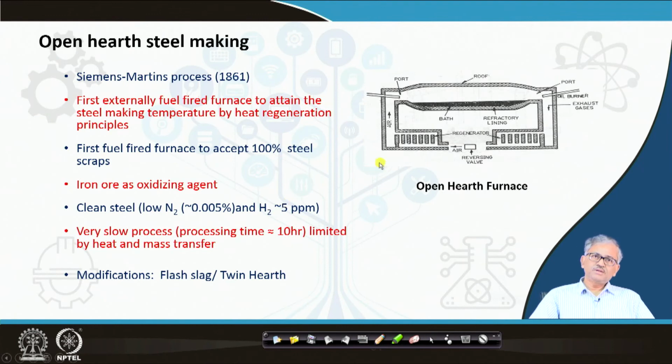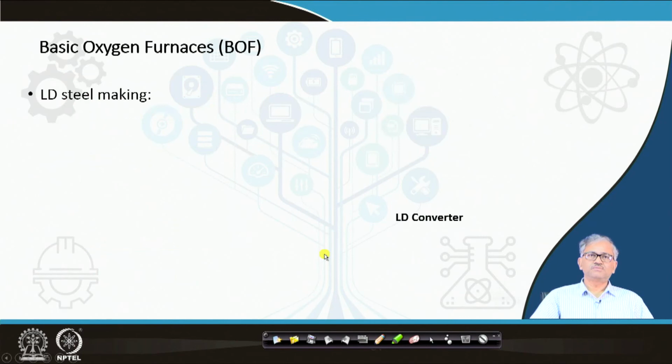But the LD furnace came around 1950, and this is around 1861. So for 100 years the open hearth furnace also served the purpose of making steel to a great extent. Okay. But because of a very long time, 10 hours, and later on it was reduced to 6 hours, but still it was quite a large time requirement for refining the steel.